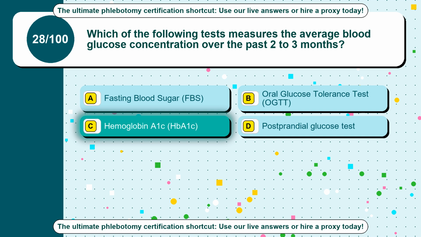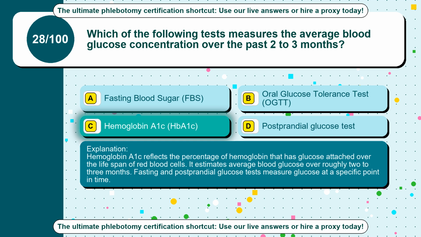Hemoglobin A1c, HbA1c. Hemoglobin A1c reflects the percentage of hemoglobin that has glucose attached over the lifespan of red blood cells. It estimates average blood glucose over roughly 2 to 3 months. Fasting and postprandial glucose tests measure glucose at a specific point in time.